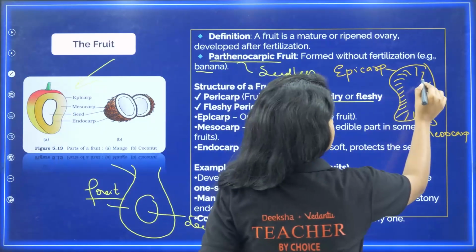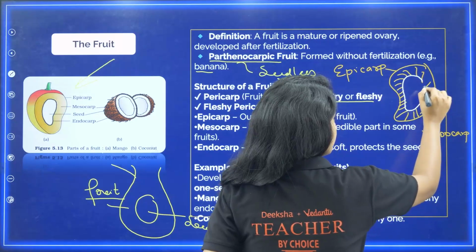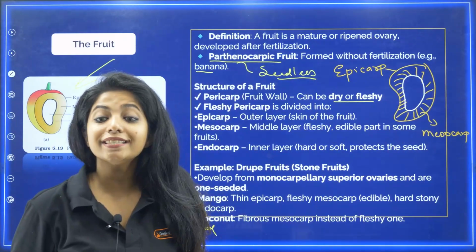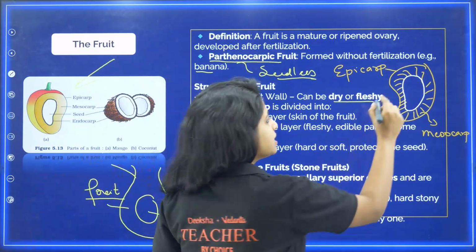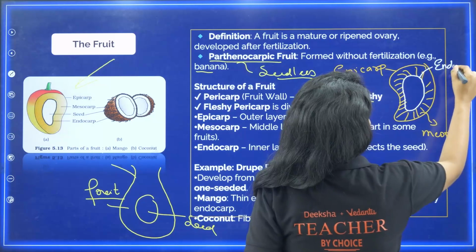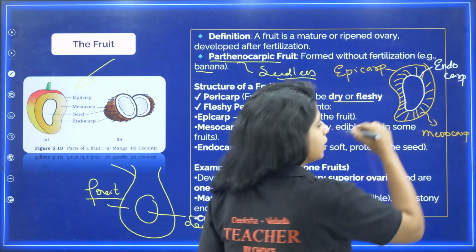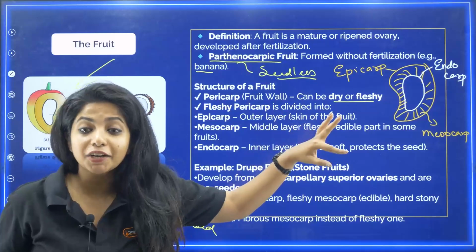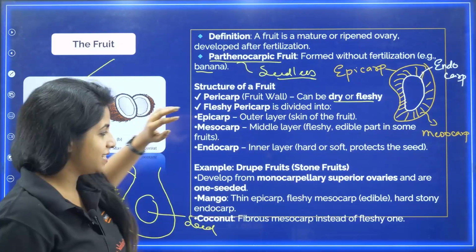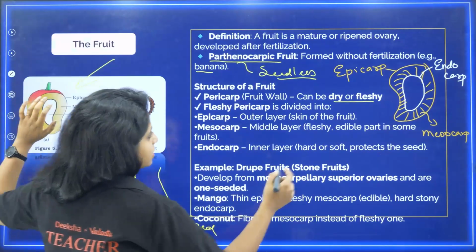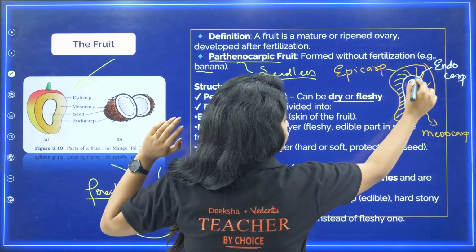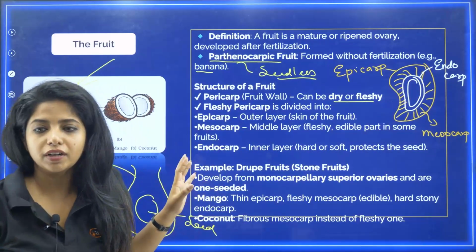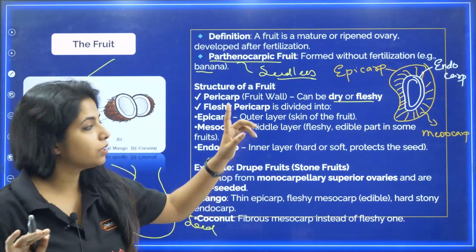And then you might have seen there is a very tough thing. It is known as endocarp. The innermost layer is known as endocarp. Inside the endocarp, what will be there, my dear children? Inside that you will definitely have the seed. The seed will also have its seed coat and everything, but that is not of concern now. We are talking about pericarp, that is the fruit wall.